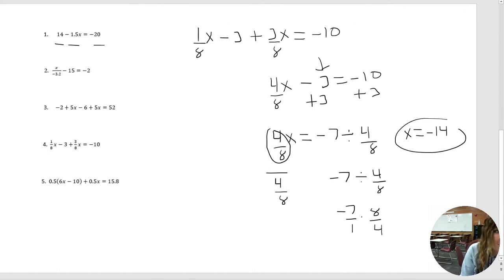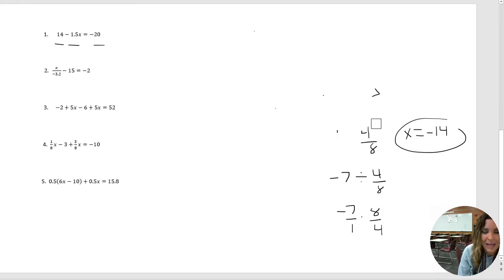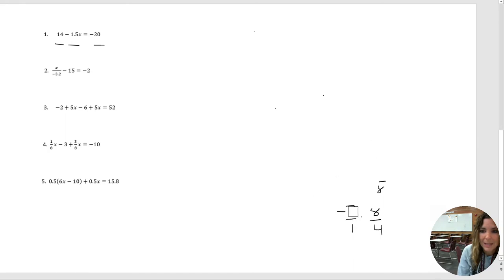Okay, last one, we have a 0.5 in front of the parentheses, x minus 10, and then we have a positive 0.5x, and then we have equals 15.8. So on this one, we first want to distribute, because when you're solving an equation, if anything needs to simplify, you always do that first.